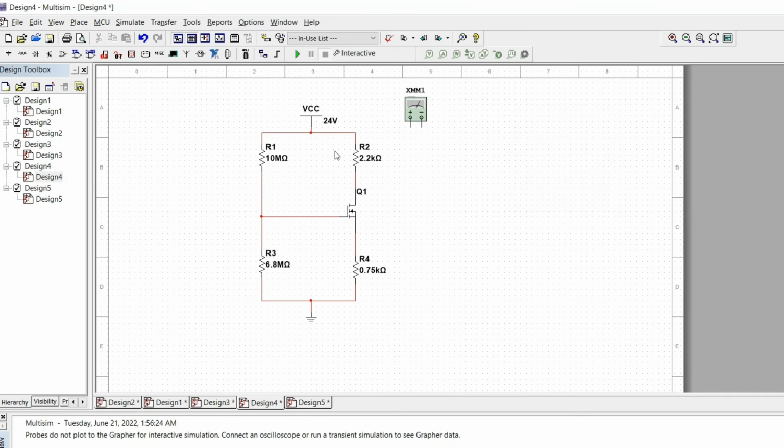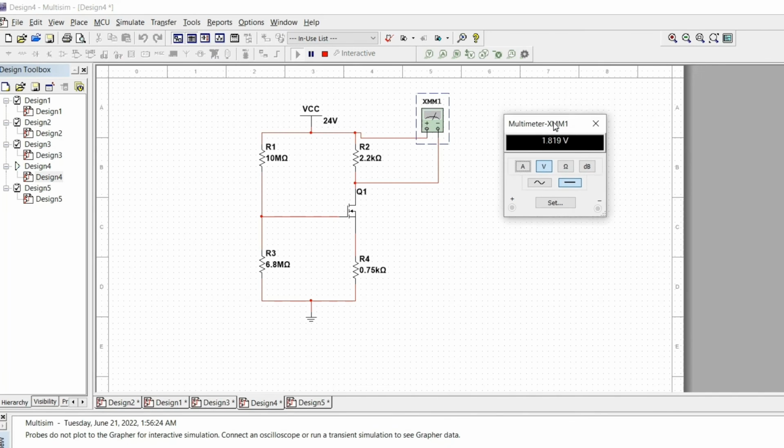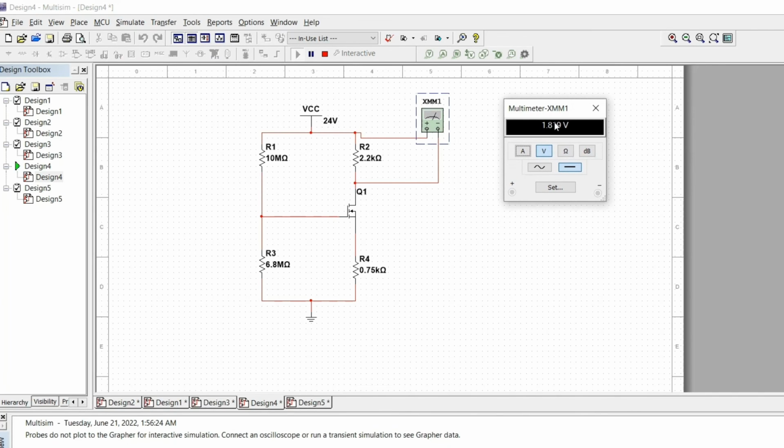After that, we're gonna go for VD. Alright, for the VD, put the same multimeter we used, put it right here, and put it between resistor 2. Okay, run, and yes, we got the value for the VD, which is 1.819 volt.